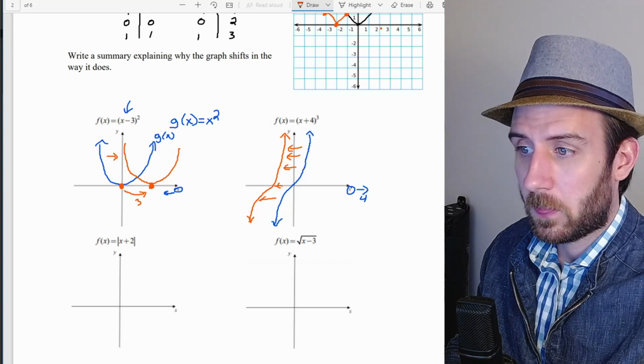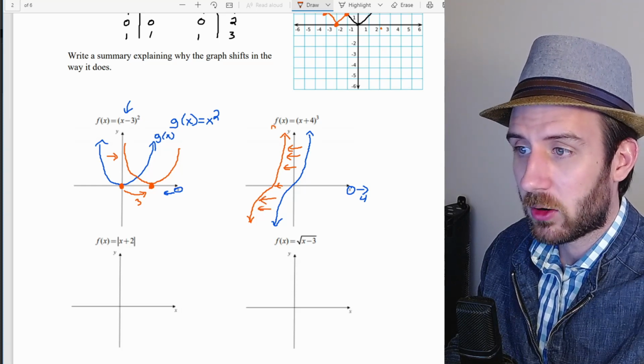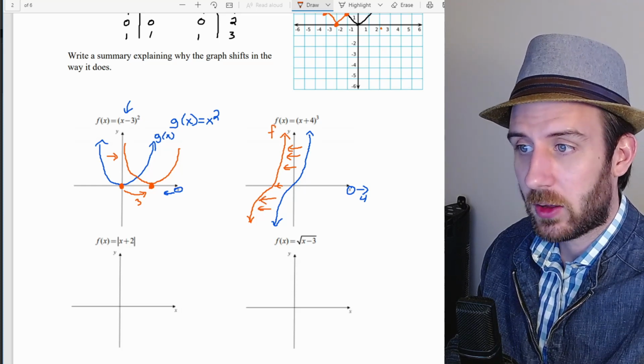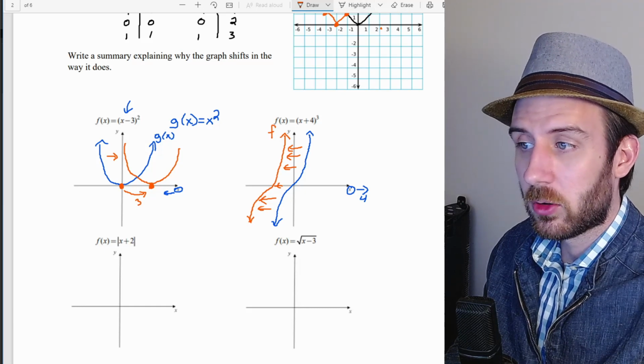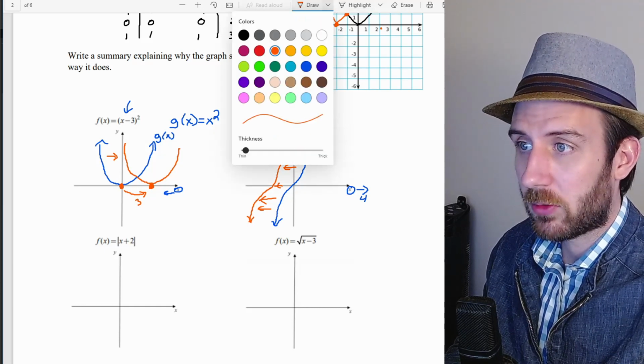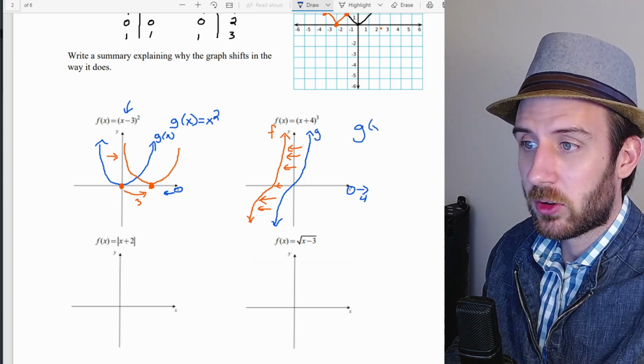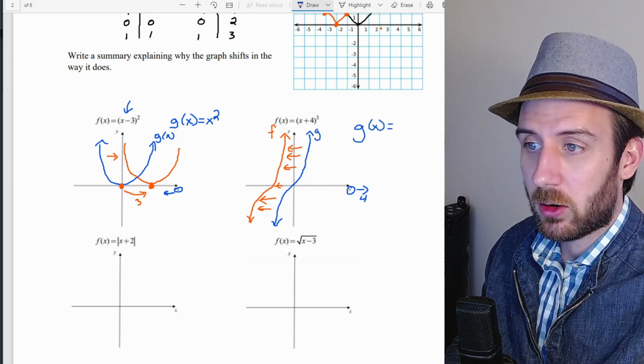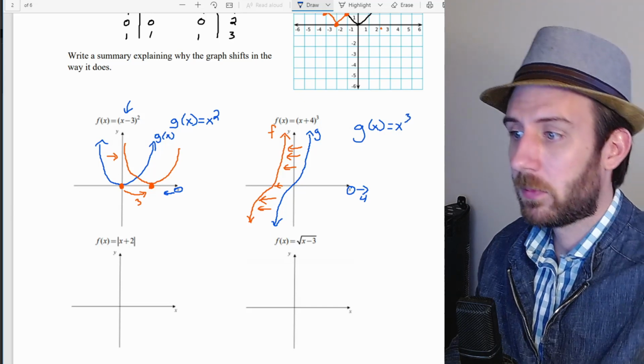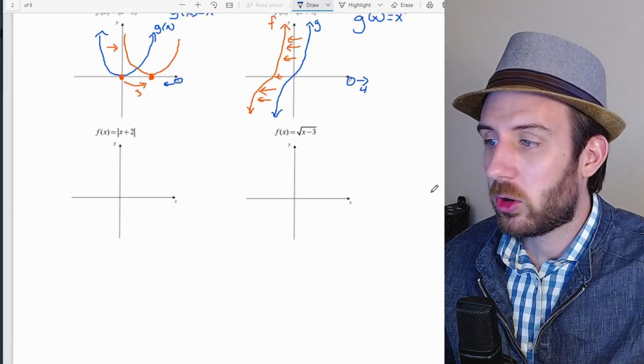Just like that. And we could label this one F in our notes so we keep it nice and organized. So that was F, the other one was G, some kind of parent graph that we are referencing. So we'll say G, which is here, g of x was our reference parent function, x cubed. Okay, nice. Let's do the other ones a little bit faster.